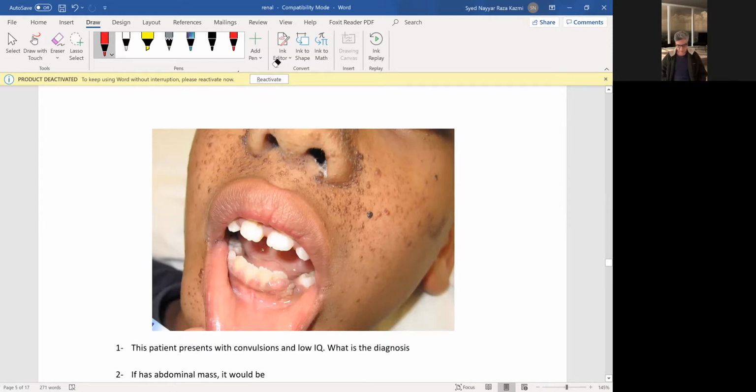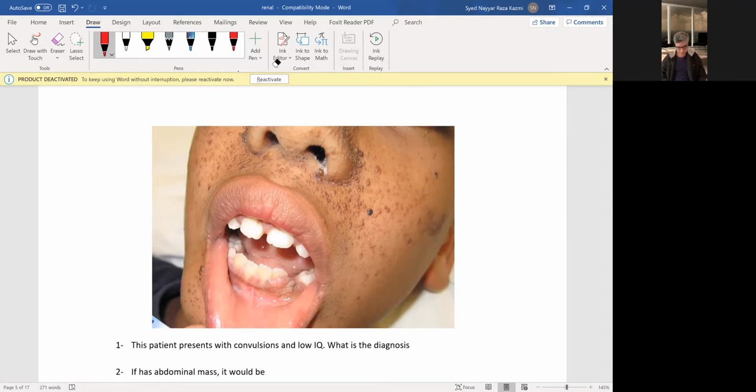This is an image of a child who has some rash around his nose, small oily papules, and this is known as adenoma sebaceum. Adenoma sebaceum is one of the conditions associated with tuberous sclerosis.